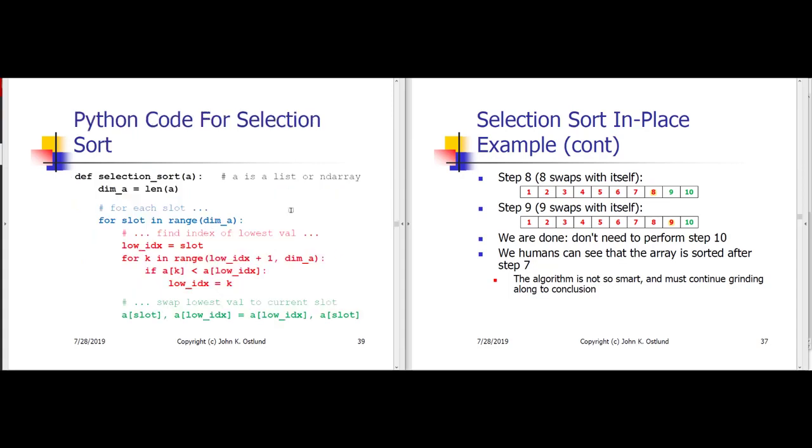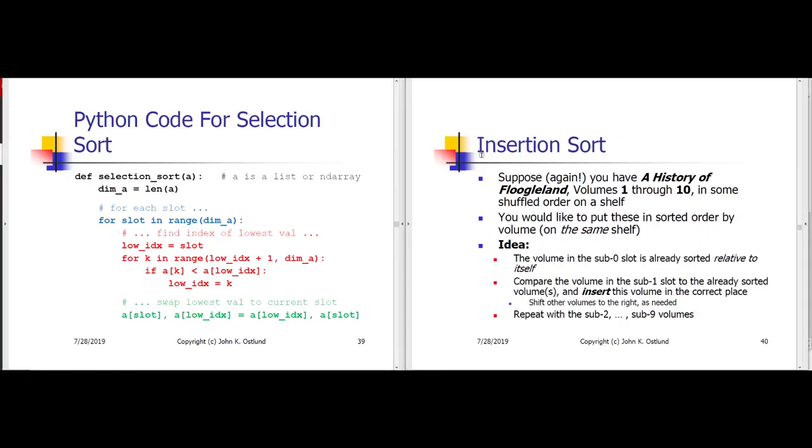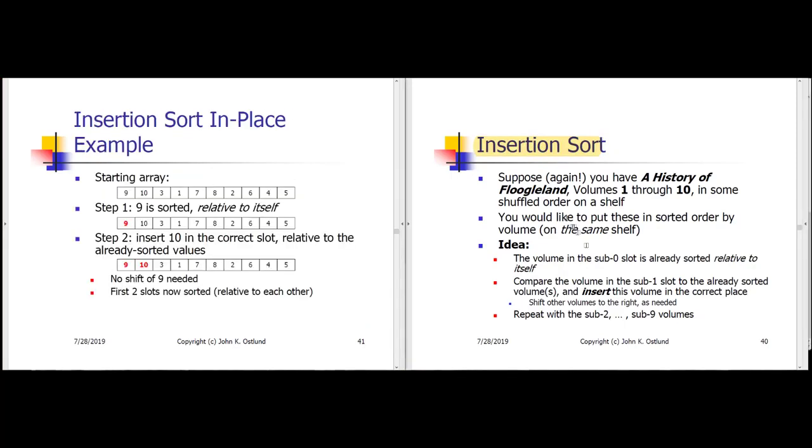Here's some Python code that implements the selection sort, and I will leave you to have a look at that for yourself. Our next sorting algorithm is going to be insertion sort. Let's assume again that we have our history of Flugelland, 10 volumes in some shuffled order, and we would like to get these in sorted order in place, that is, on the same shelf. Well, here's an idea.